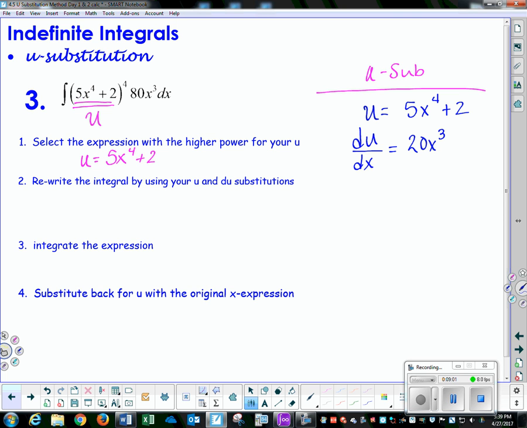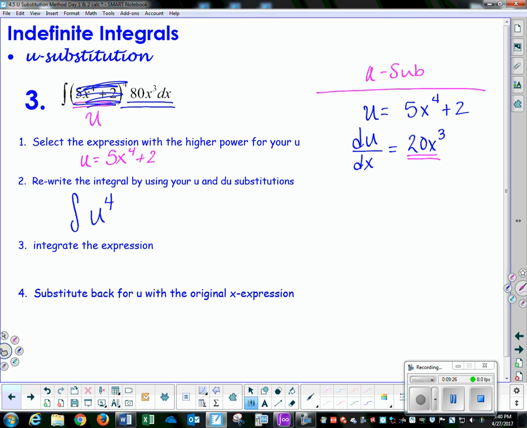Coming back over to the side here, I've got my integral. I'm letting u equal the 5x to the 4th plus 2. That'll be raised to the 4th. So I've taken care of this stuff. What still remains that I have to account for is 80x cubed times dx. So I'm over here on the right and I notice, what do I have? I've got 20x cubed and not a dx.